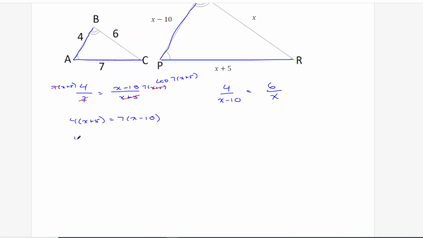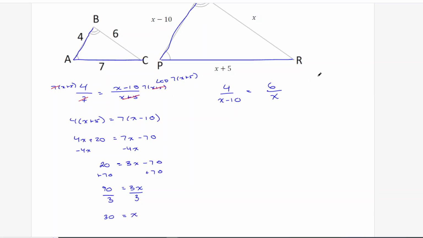To solve this, I'm going to simplify by multiplying through. Then I'm going to put my x's on one side to give me 20 equals 3x minus 70. Then I'm going to get my x term by itself, and then I'm going to divide to get x by itself. I end up with 30 is equal to x.